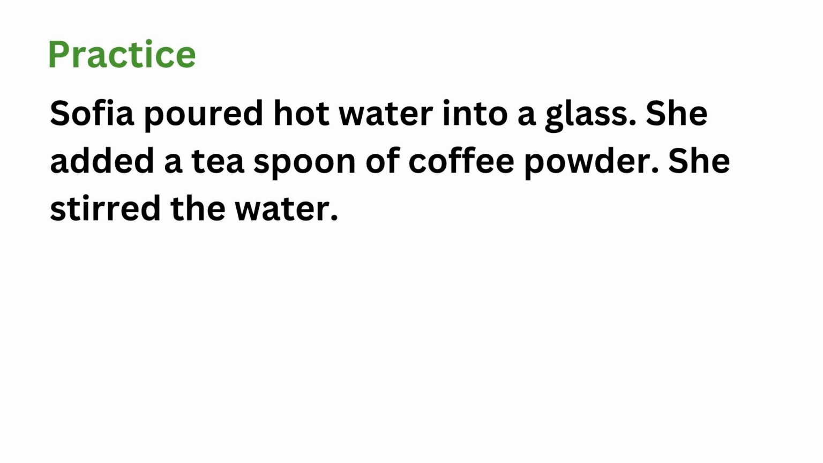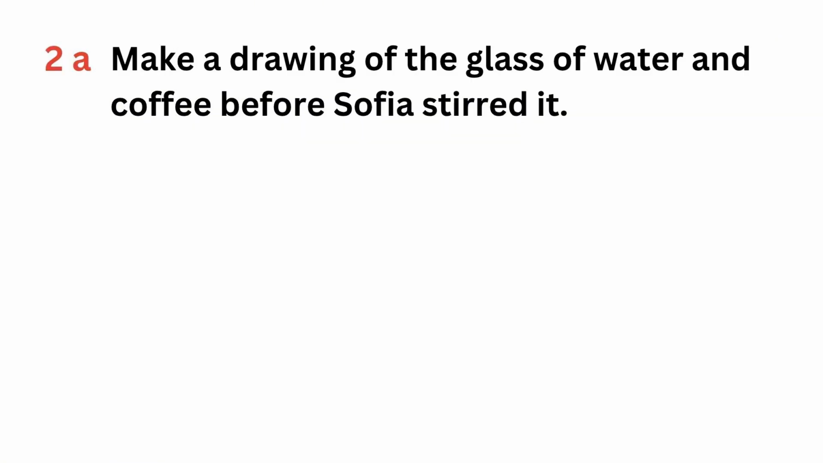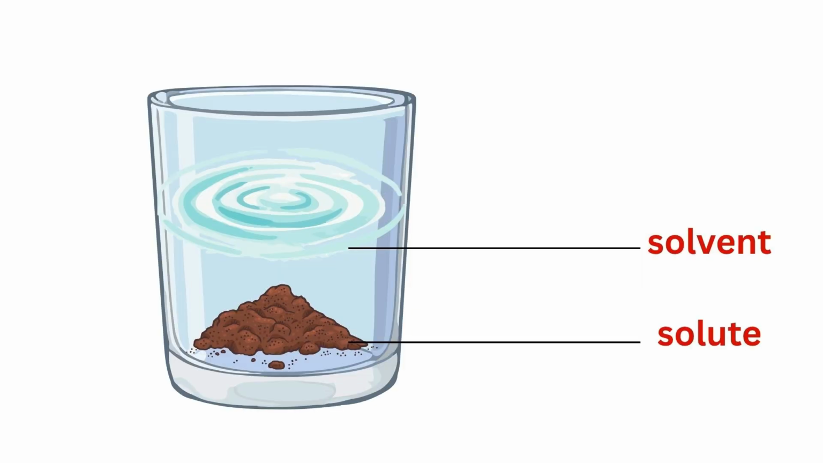Practice. Sophia poured hot water into a glass. She added a teaspoon of coffee powder. She stirred the water. Question 2a. Make a drawing of the glass of water and coffee before Sophia stirred it. So this is a drawing of the glass of water and coffee before Sophia stirred it.